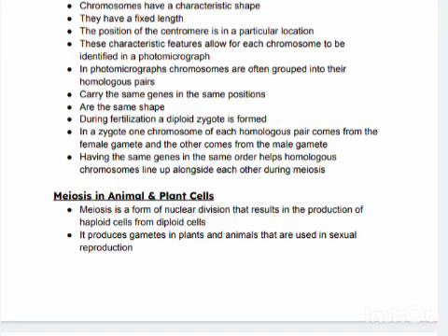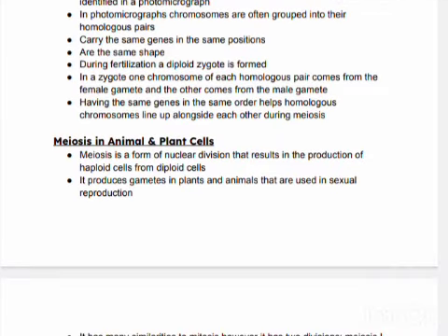For example, homologous chromosomes are a pair of chromosomes, and each chromosome consists of two sister chromatids joined at a centromere. During fertilization, a diploid zygote is formed. In a zygote, one chromosome, that is two sister chromatids joined at a centromere, comes from the mother, and the other one comes from the father.